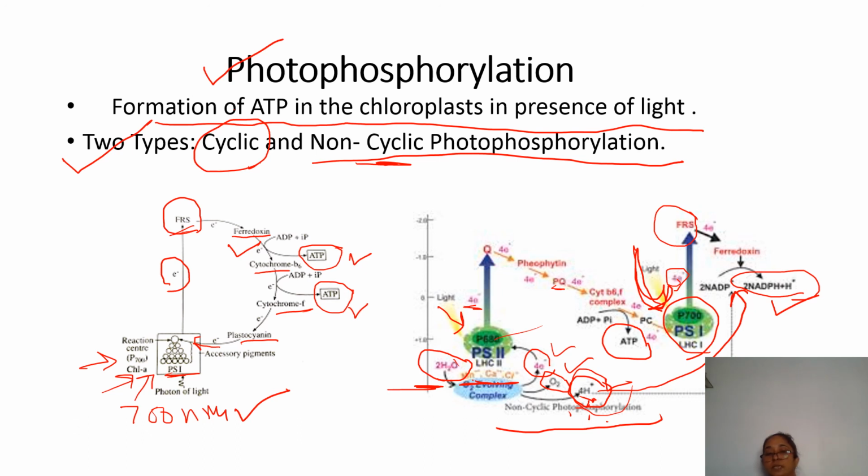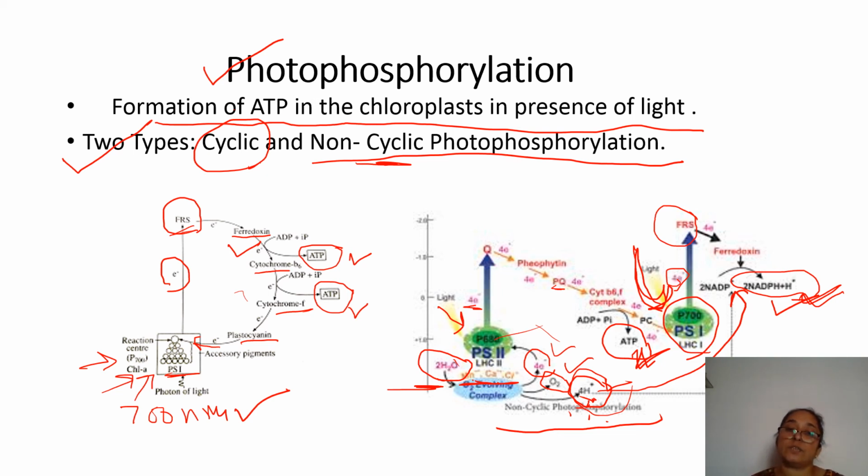So in this way here you can see in the case of non-cyclic, ATP production is there and NADPH2 production is there. Isn't it? So here ATP will act as energy donor and NADPH2 will act as a reducing power for the reduction of carbon dioxide to carbohydrate during the dark reaction. So this is all about the non-cyclic photophosphorylation.